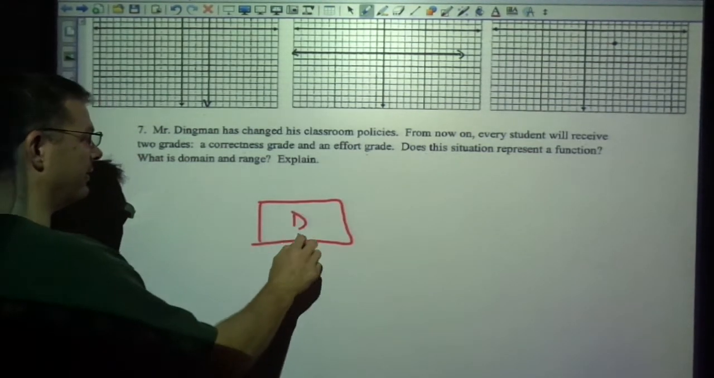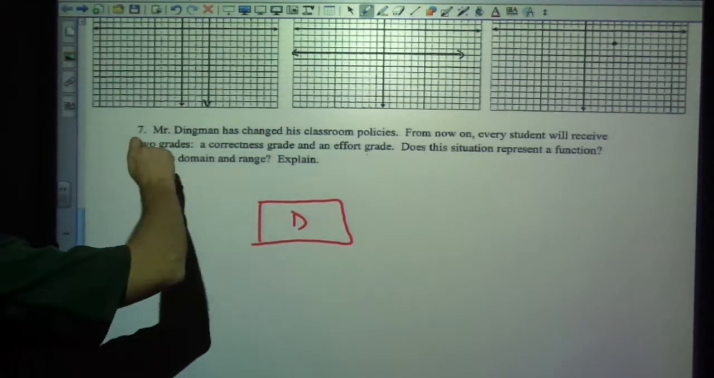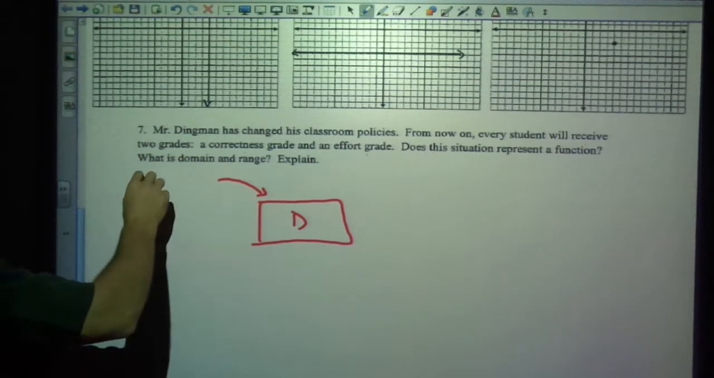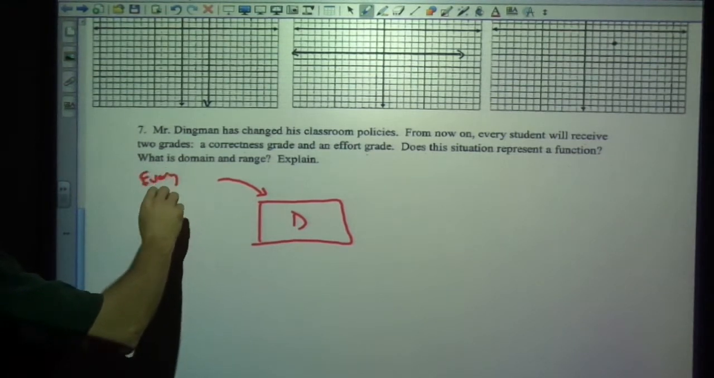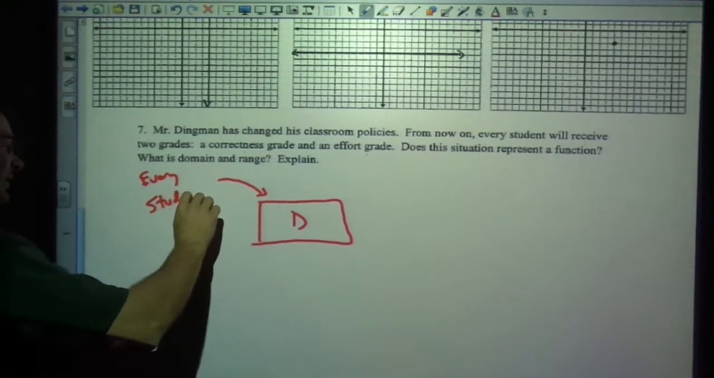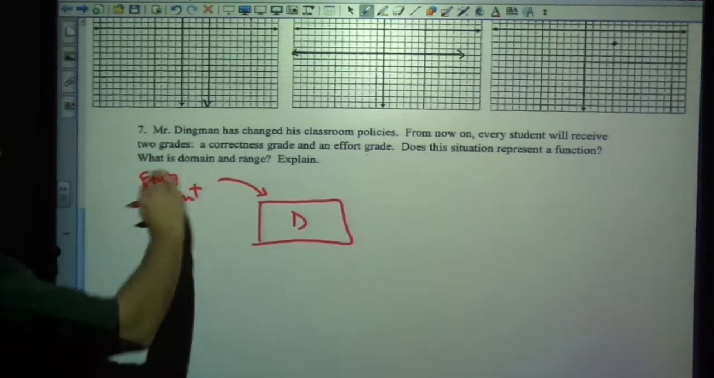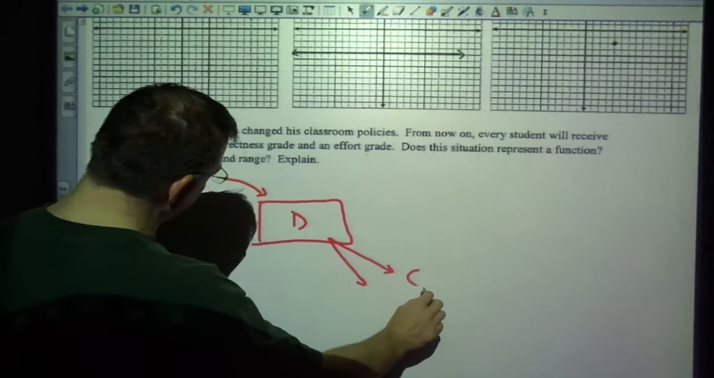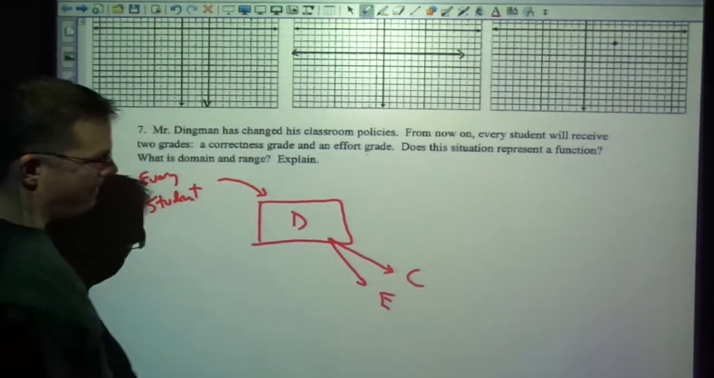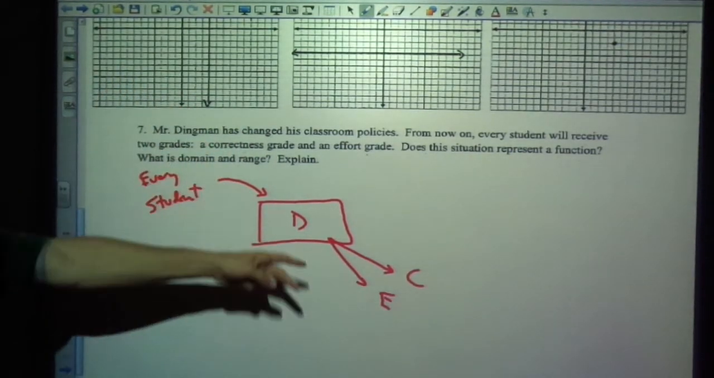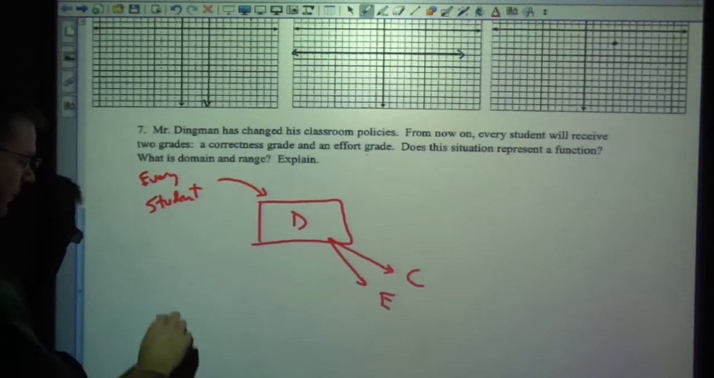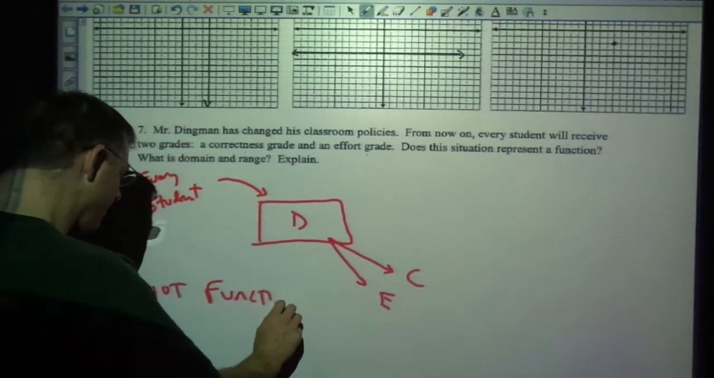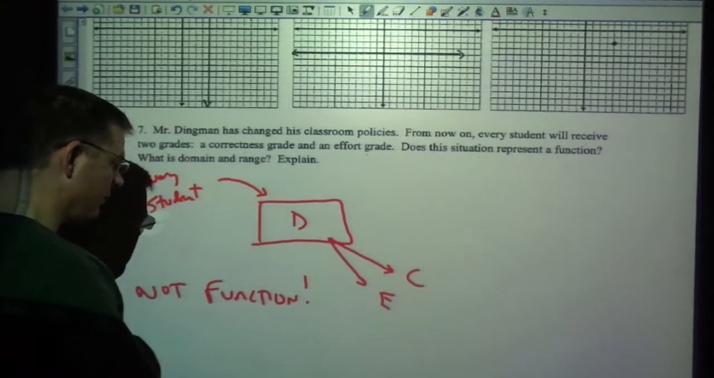Here's Mr. Dingman. We are putting inputs in. Every single student could be the input. So we have lots of inputs. But whatever student goes in, we're getting out two different outputs: a correctness grade and an effort grade. So if the input has two different outputs, is it a function? No, not a function. 1 point for that.